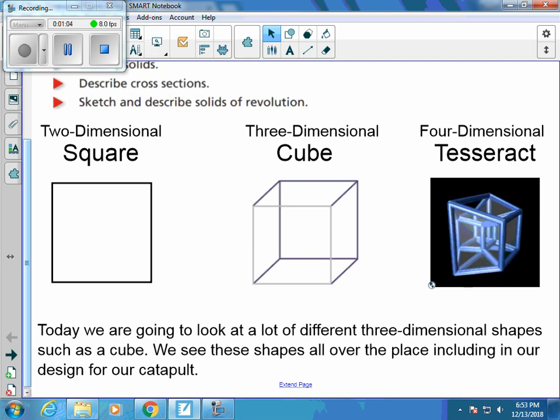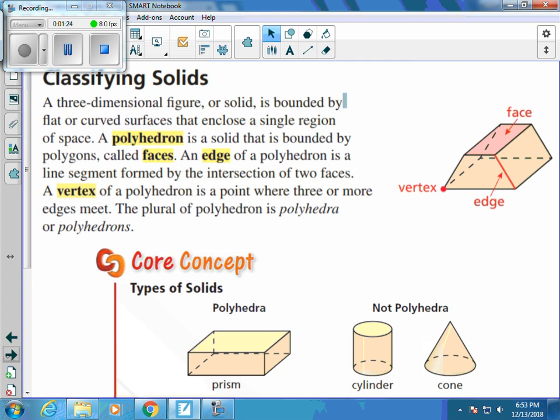It's the same thing with the cube. It's really hard to draw something that's three-dimensional on a two-dimensional piece of paper, but we have optical illusions to take care of it. And that little bottom blurb says exactly what I said earlier. Today we're going to take a look at a lot of different three-dimensional shapes, such as a cube. And remember, we see these shapes all over the place, including in our design for the catapult we're working on right now. So to start this off, some of this is just going to be a little bit of vocabulary.